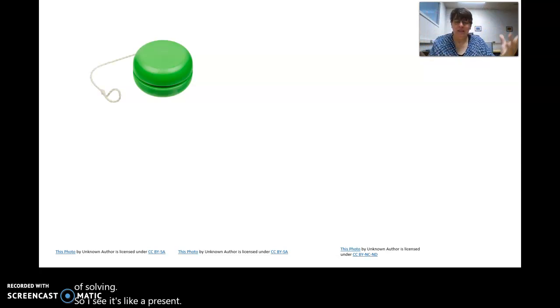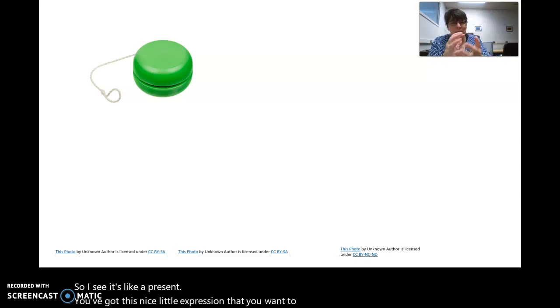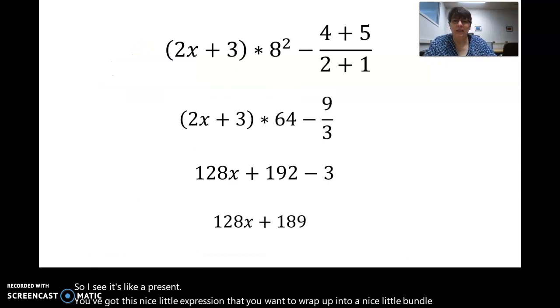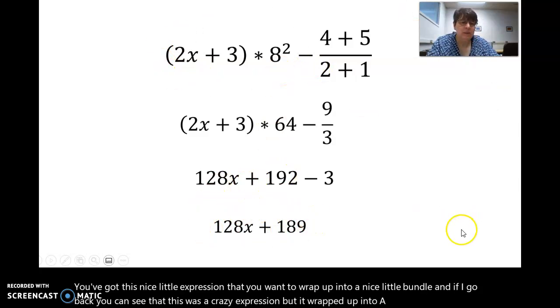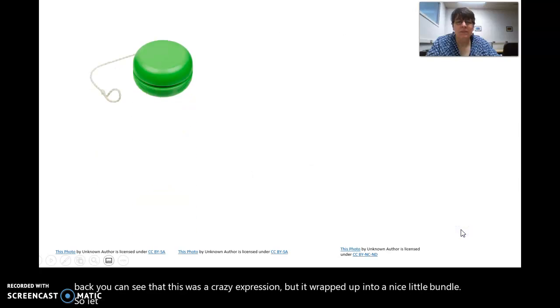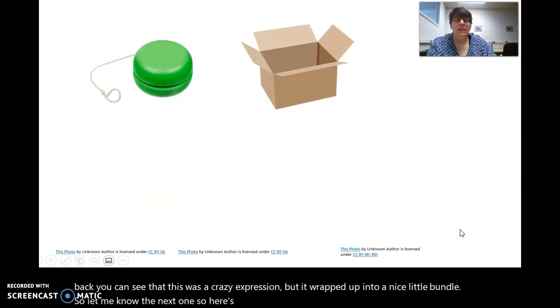You've got this nice little expression that you want to wrap up into a nice little bundle. And if I go back, you can see that this was a crazy expression, but it wrapped up into a nice little bundle. So let me go to the next one. So here's a present.